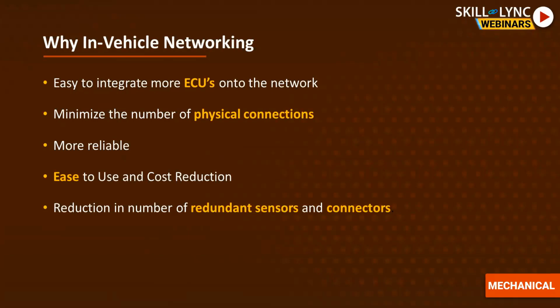So if we go by the in-vehicle networking system, as I told you, the wiring harness will be less, and the connectors, the actuators, and the sensors, because they can be reused again and again. The information can be routed through one ECU to another ECU. It would be very easy for us to minimize the number of physical connections.